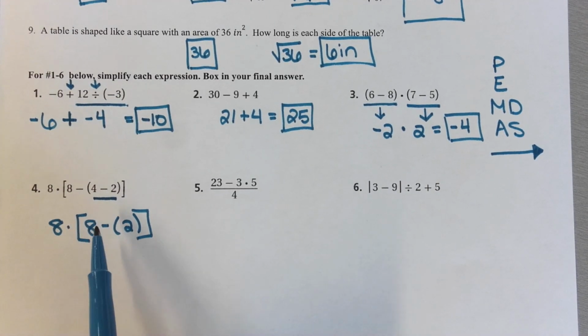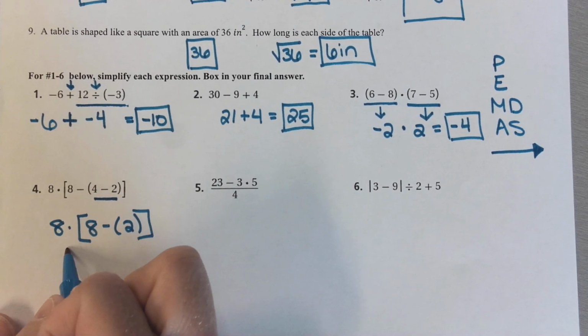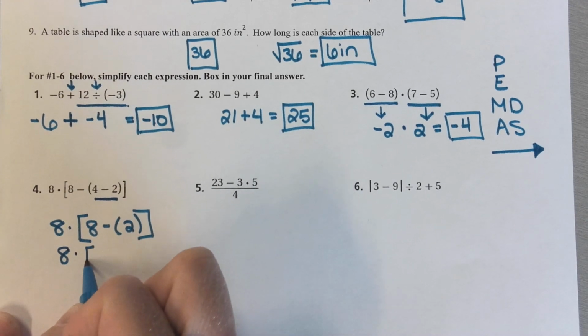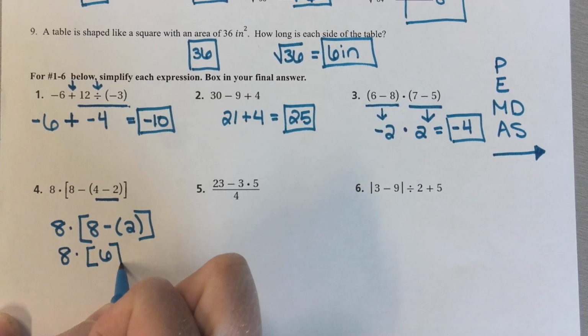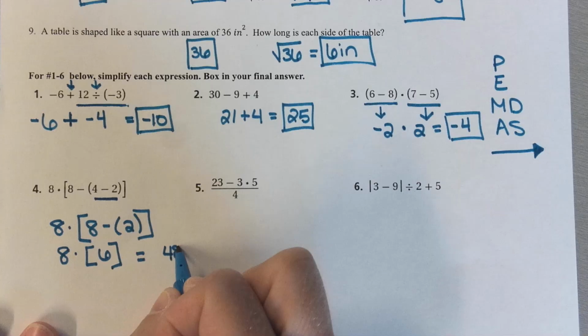Alright, so now we're going to do this next. I know I've got multiplication, but parentheses trump that. So if I subtract 8 minus 2, what am I going to get? A 6. And then for my last step, now I'm going to actually multiply, and what do I get? 48, right?